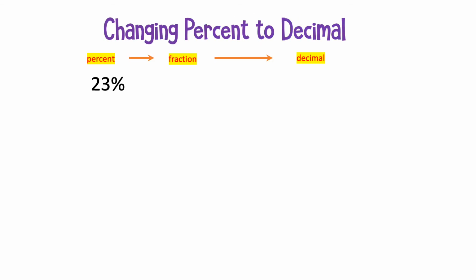If we go from a percent to a fraction, and then we go to a decimal. So we go from percent, 23% to 23 100ths. We're dividing by 100, we move it back 2 places, and we have 0.23.